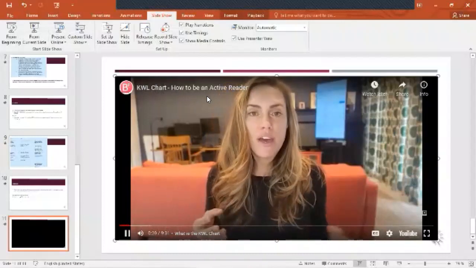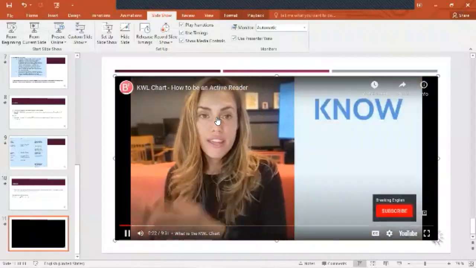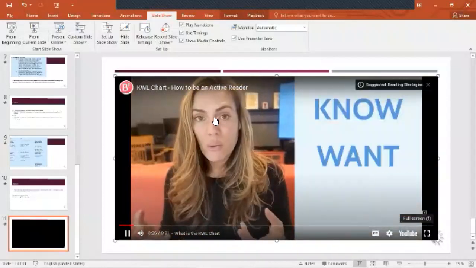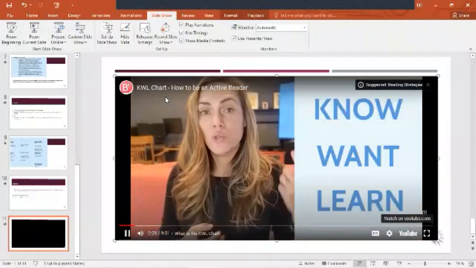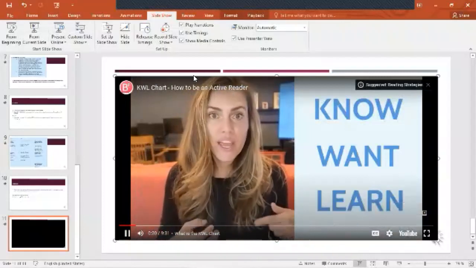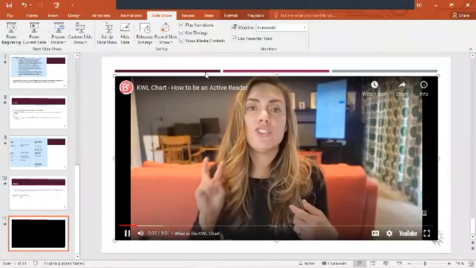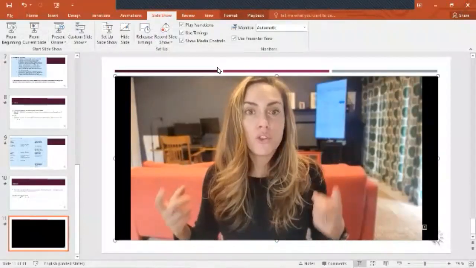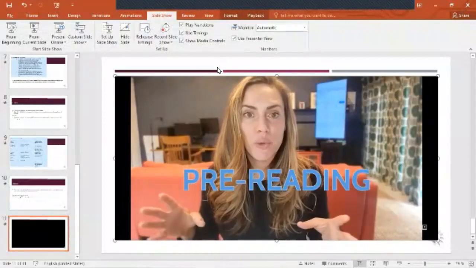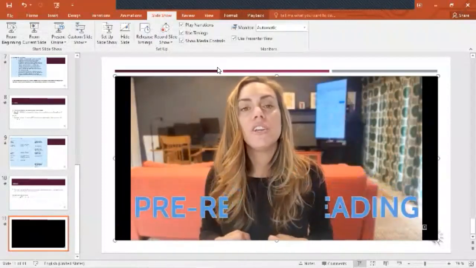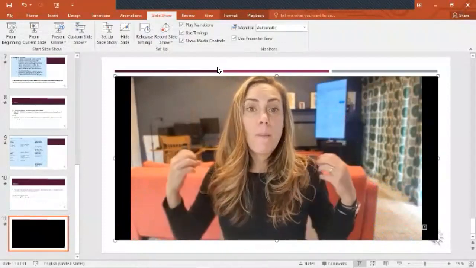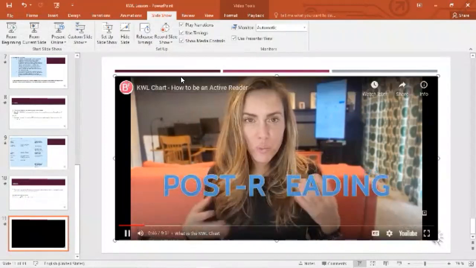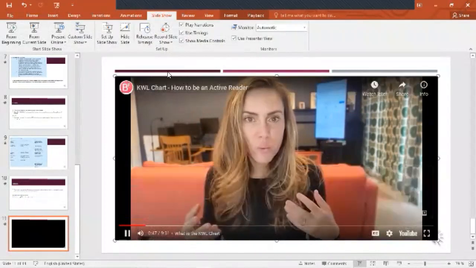So KWL just stands for K, what do you know about the topic? W, what do you want to know about the topic? And L, what did you learn after you've read. Okay, so it's a reading strategy that has two parts. The first part is doing some work before you read, pre-reading, activating your prior knowledge. The second part is post-reading, after you read. What did you learn? Do a little bit of work with that, okay?